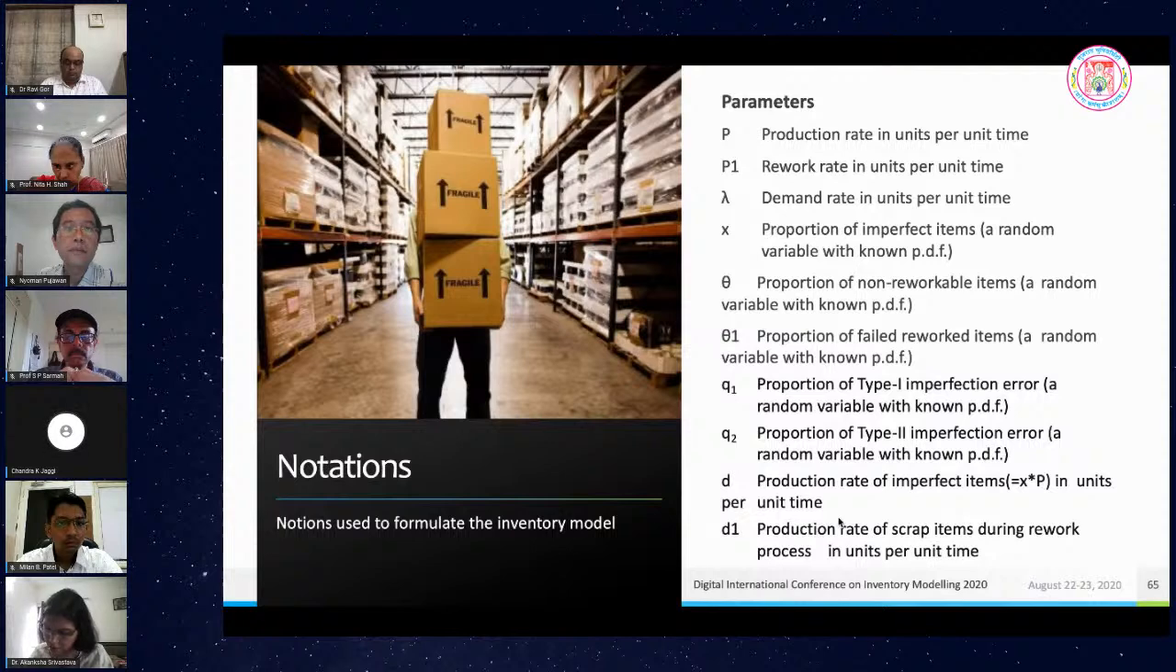Now here we have the production rate, then the rework rate. There are different rates, and the demand rate, and the production of imperfect items is a uniform random variable with a PDF. Then there is the proportion of non-reworkable items. Theta 1 is the proportion of failed reworked items. Then the proportion of type 1 error is a random variable with a PDF, and the proportion of type 2 error is a random variable with a PDF. Then the production rate of imperfect items in units, and the production rate of scrap units during the rework process.